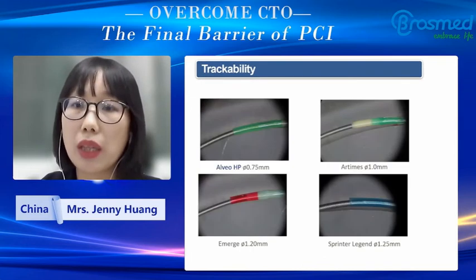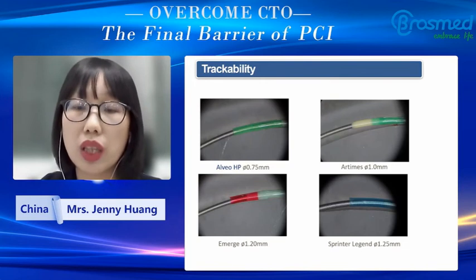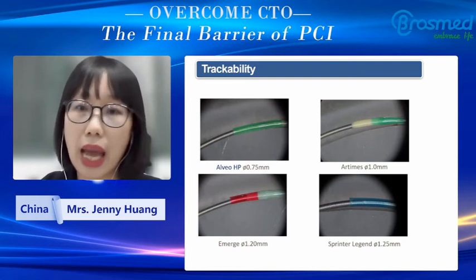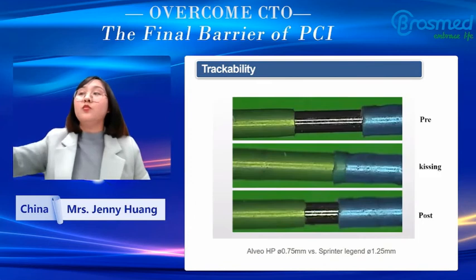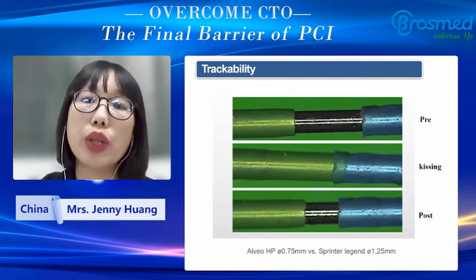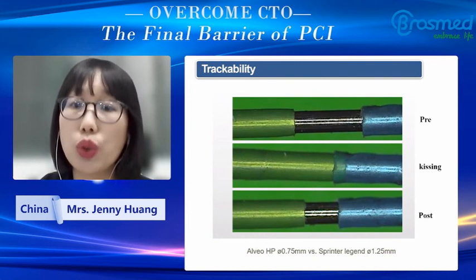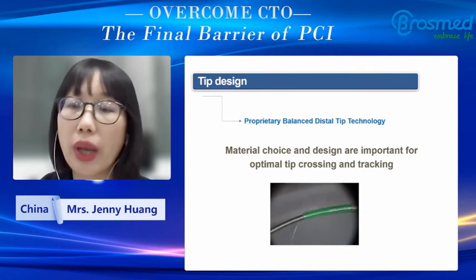So how's the trackability performance of the Alveo HP? As the picture showed, Alveo HP and the Artemis had a smaller gap between the tip and the guide wire. So the tip could follow the guide wire into the lesion. However, for other brands, they had a bigger gap, which will get some difficulty in passing and crossing. So when we push the Alveo HP and other brand tip together, Alveo HP will be easy to drill into the other tip inside.